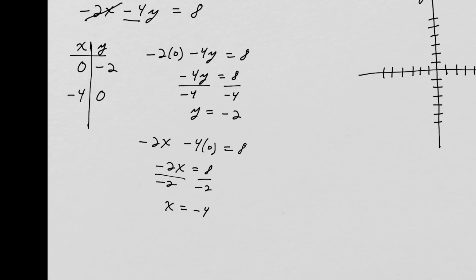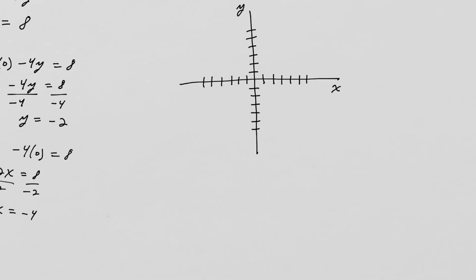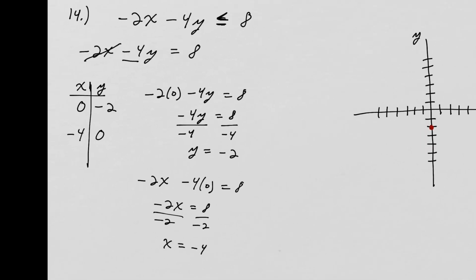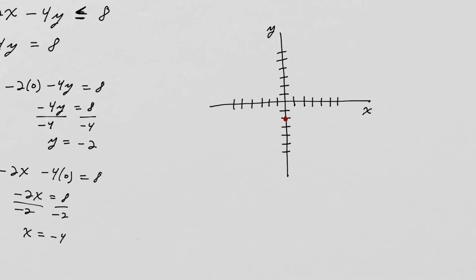Okay, and again, you could just cover the second term and ask yourself, negative 2 times what will give me positive 8? Well, it must be negative 4. Okay, so let's plot these 2 points. So 0, negative 2 is going to be right here. And then what was the other one? Negative 4, 0 is right here. So this line is going to look like this.